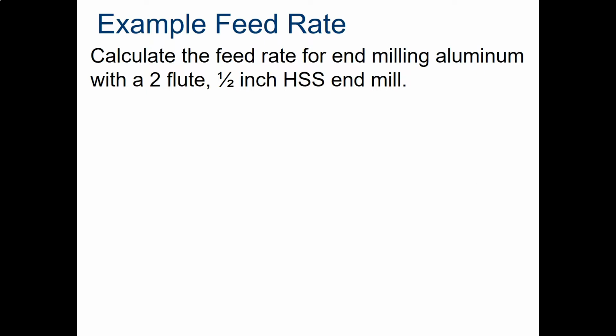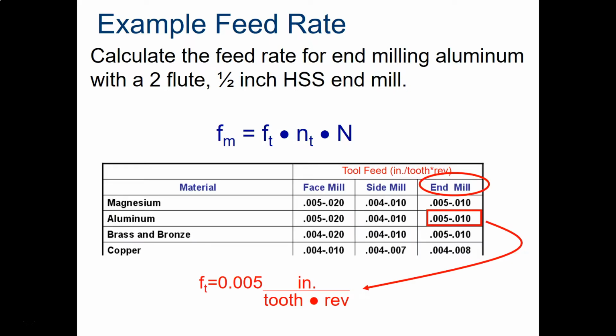Let's do a feed rate example. Calculate the feed rate for end milling aluminum with a 2-flute, 1/2 inch HSS end mill. HSS stands for high speed steel. What is the tool feed for aluminum? Here's our equation. Here is our Ft. We'll come back to these. Notice that we're using a pretty conservative value, 0.005 instead of 0.010 or anything in between them. We are using the end mill column, however.